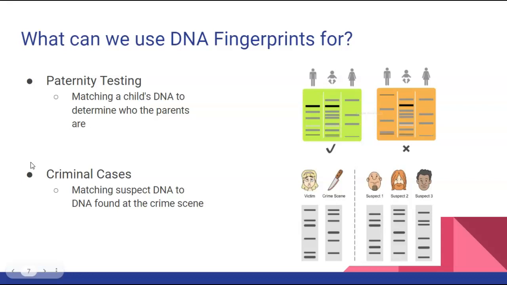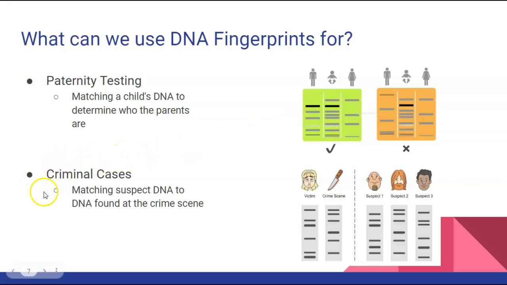So one thing we can use that for is paternity testing. You can match a child's DNA to determine who the parents are. Here, you can see that the child's DNA was run in the middle, and then you just match up the bands. The bands have to come from either mom or dad. In this first one, all of their bands match up to these parents, but in the second one, they don't. So you can determine paternity based on whether the bands match up.